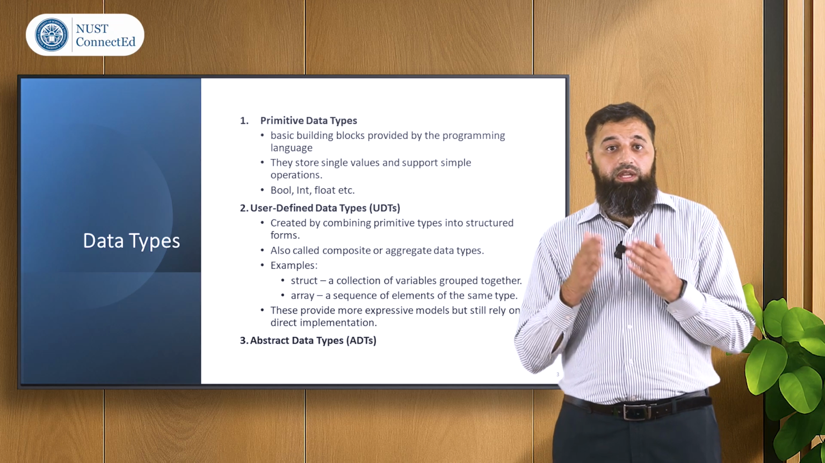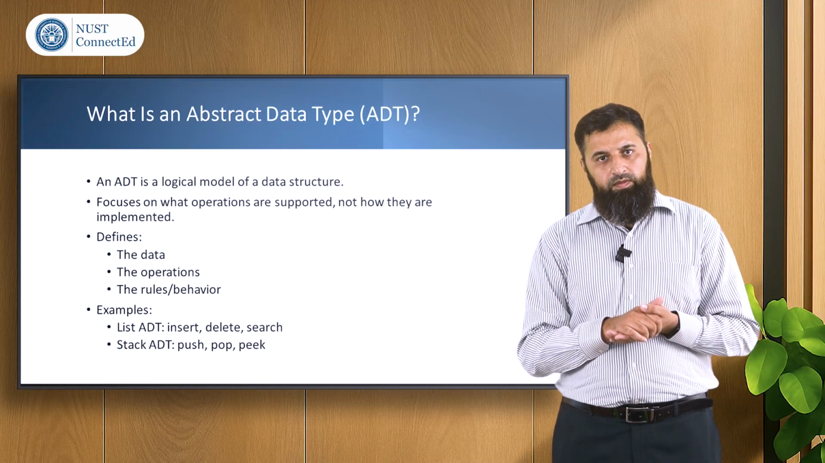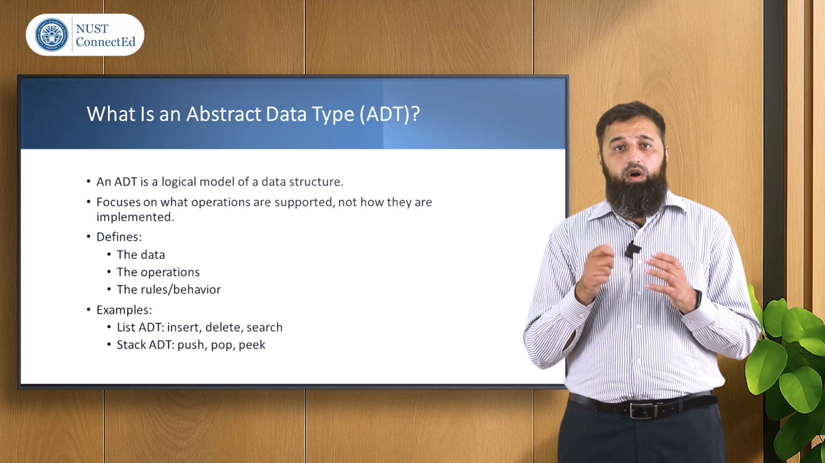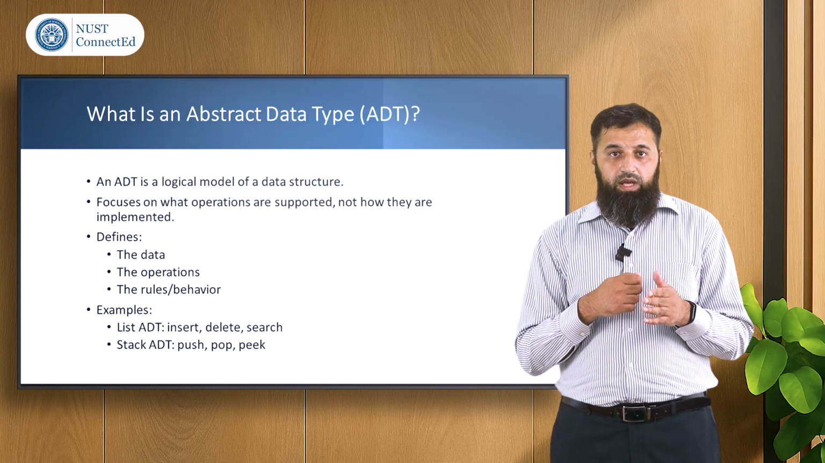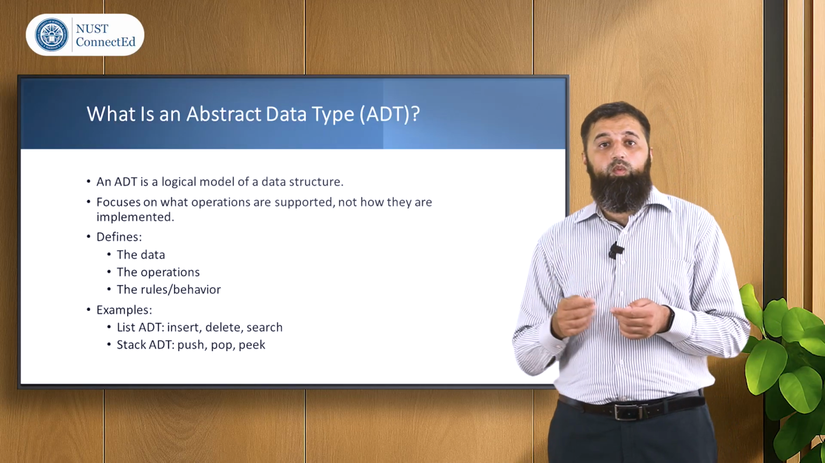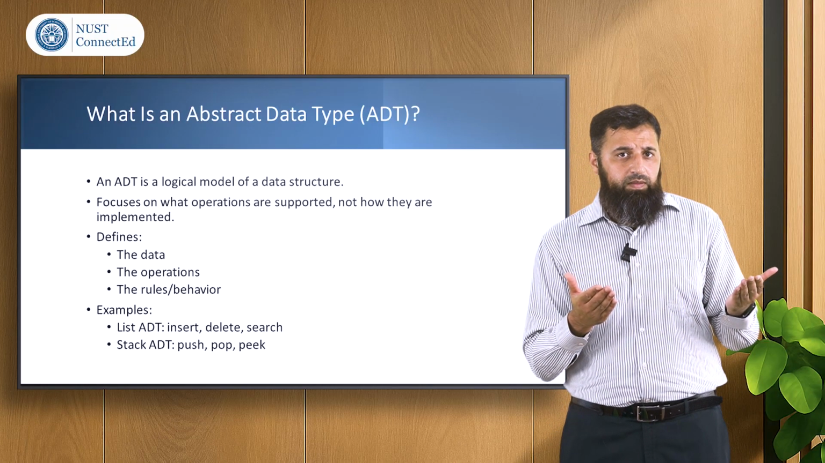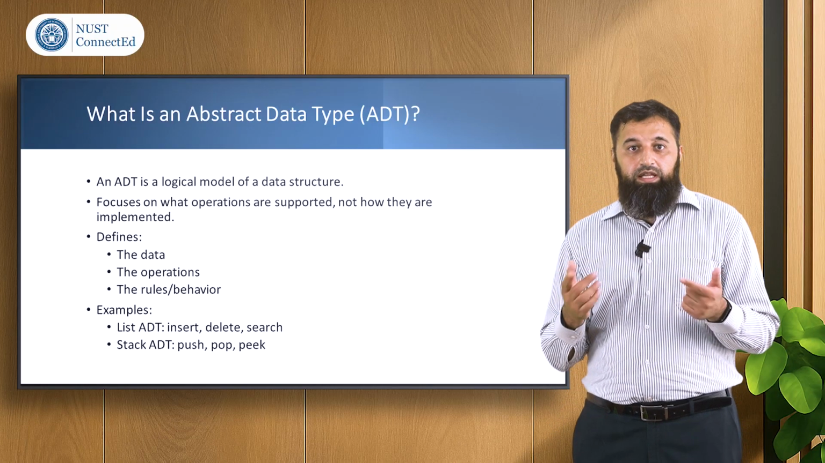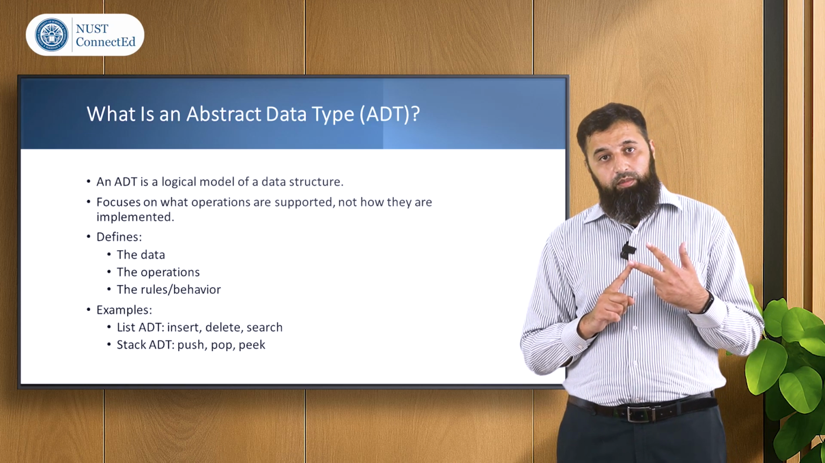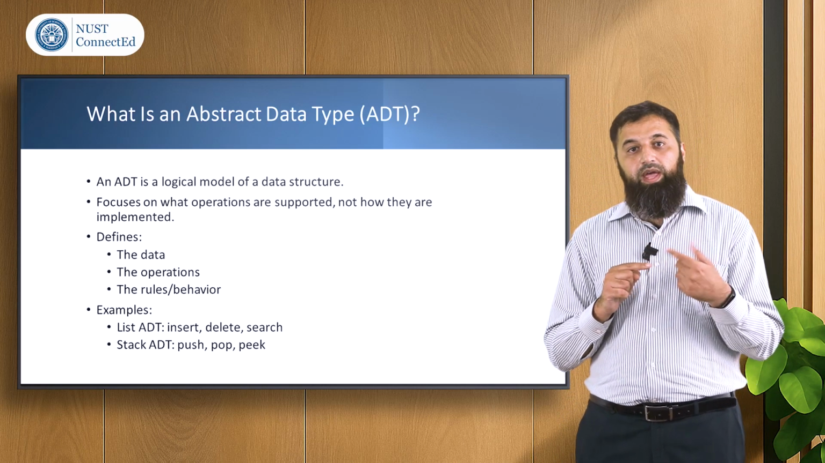That leads us to our third and most powerful category: abstract data types or ADTs. Now, an ADT is a conceptual model for how data is organized and interacted with. Rather than focusing on how data is stored, an ADT focuses on what you can do with it. So, what exactly defines an ADT? It specifies three things: the kind of data it holds, the operations that can be performed, and the rules or behavior for how those operations behave.